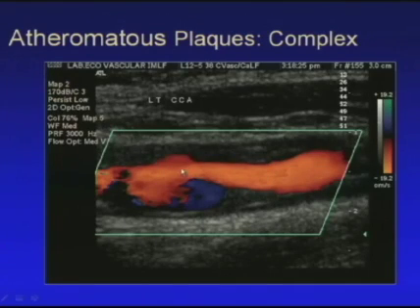Here we are observing the same plaque, but now using the color Doppler. So the ulcer is very evident, very apparent by using both techniques.